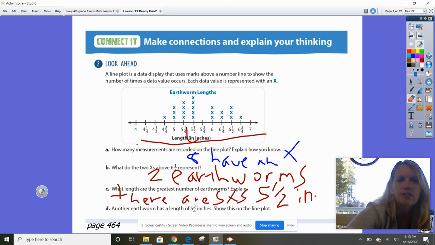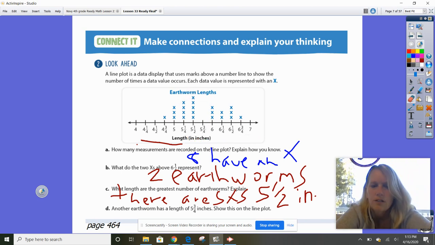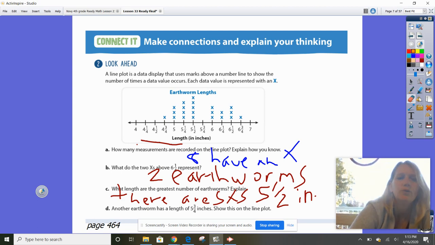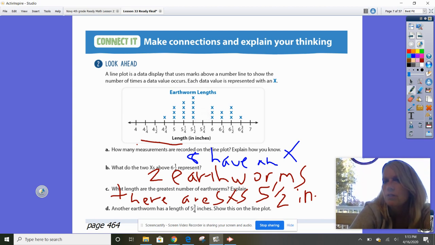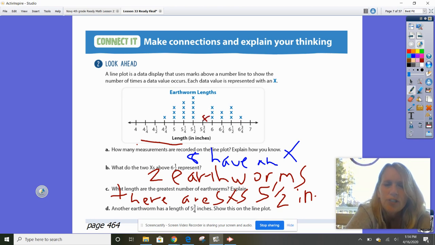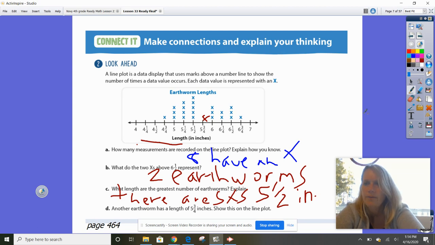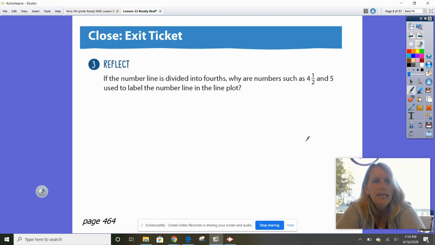I'm using my eraser. So if we had another earthworm, I'm going to just use orange. Another earthworm is 5 3/4. So at 5 3/4, put an X. You always try to make your X's the same height. So when you make your X in there, make it the same height so you can easily tell which one has more. All right. Next one.